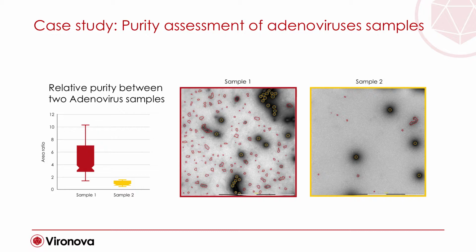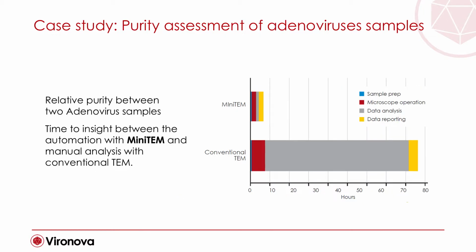So you can see that in sample 1, the area ratio of debris with respect to native particles is much broader and larger, while in sample 2 we are close to a ratio of 1.